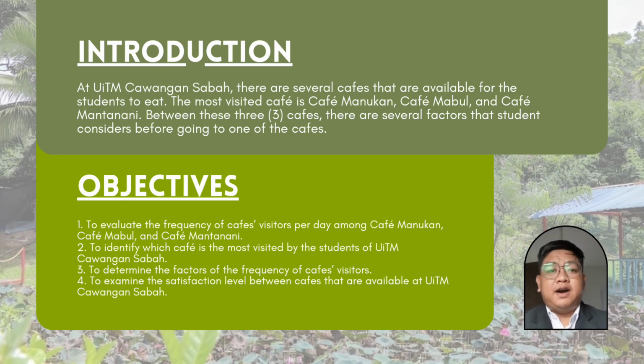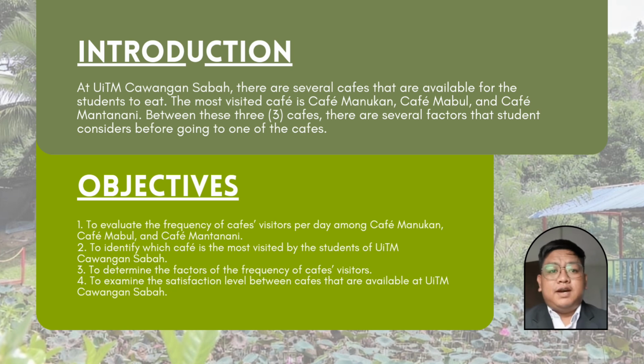Today I will present my part. The first one is the introduction. At UiTM Cawangan Sabah, there are several cafes available for the students to eat. The most visited cafes are Cafe Manukan, Cafe Mabul, and Cafe Mantanani. Between these three cafes, there are several factors that students consider before going to one of the cafes.